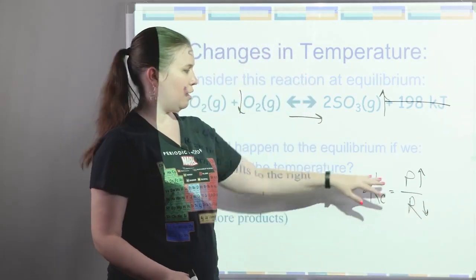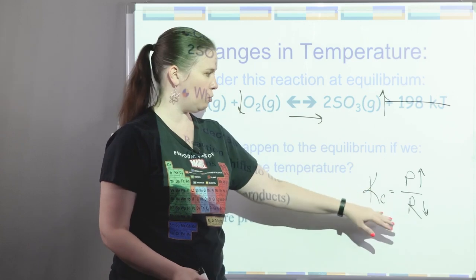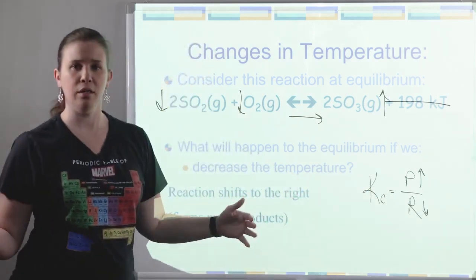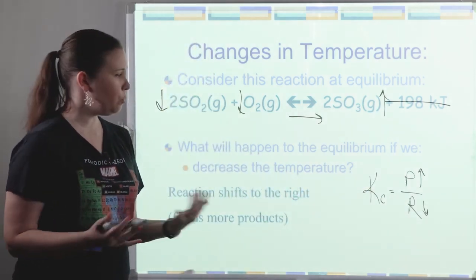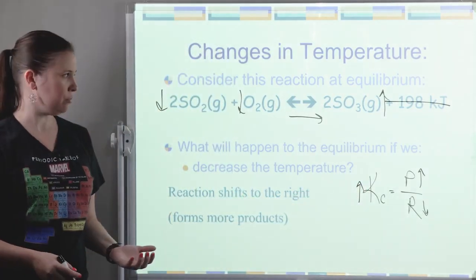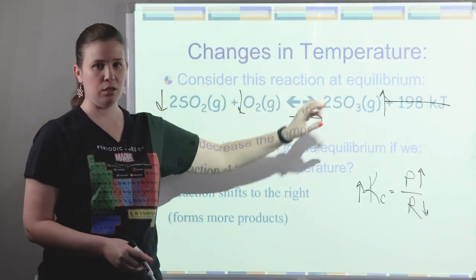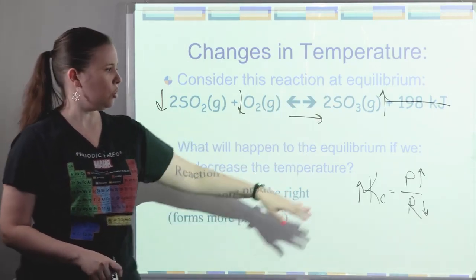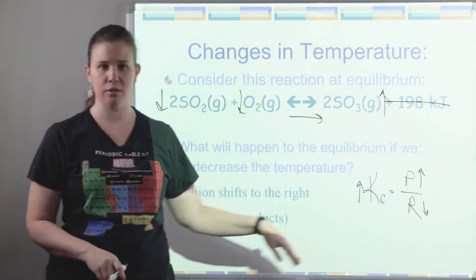So what happens to K if you have a bigger number divided by a smaller number, or a bigger pizza cut into fewer pieces? Well, your piece would be bigger. Your K value would increase. So when you have a shift to the right, you're increasing your K value. You're increasing your ratio of product to reactant.